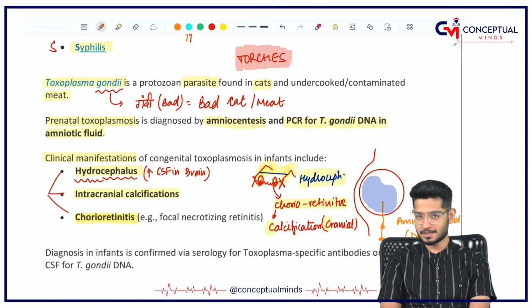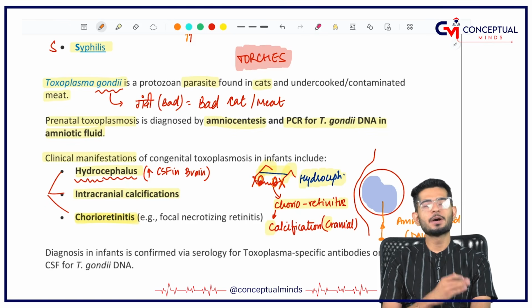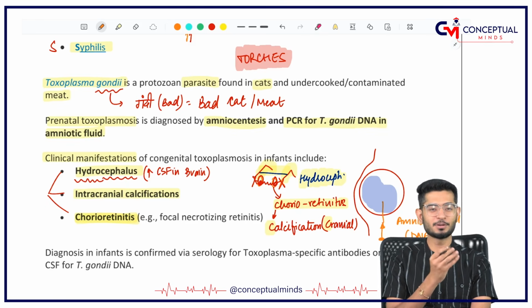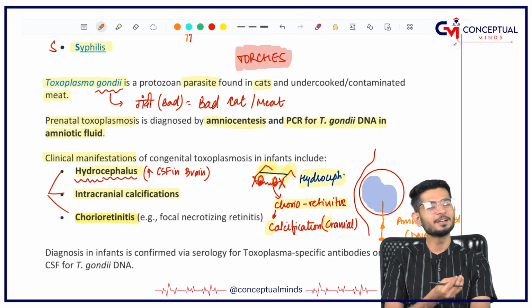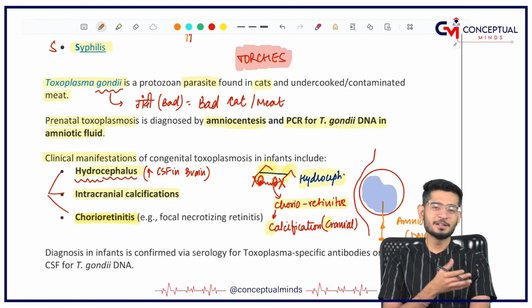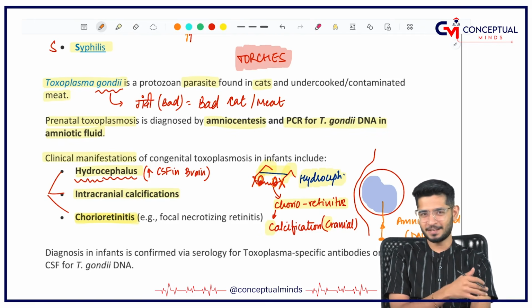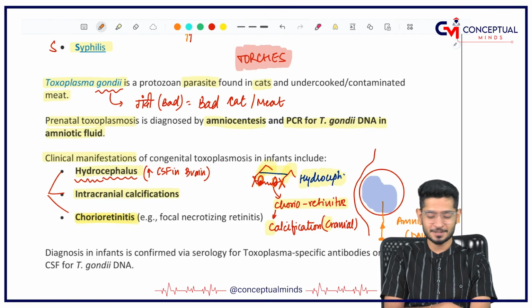T for Toxoplasma gondii. Gondii is somehow very similar to Gandhi. Gandhi in Hindi is a word that we use for bad things. So gondii is Gandhi, bad. So bad cat, bad meat. Okay, you can remember like that. Bad cat, bad meat.